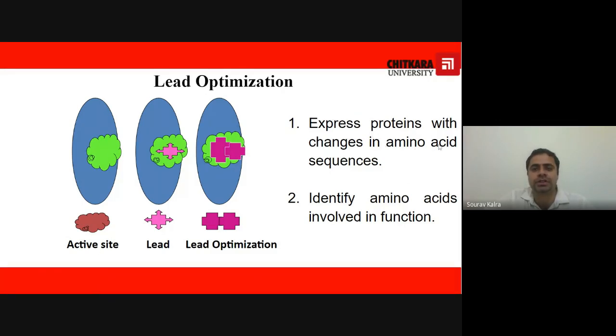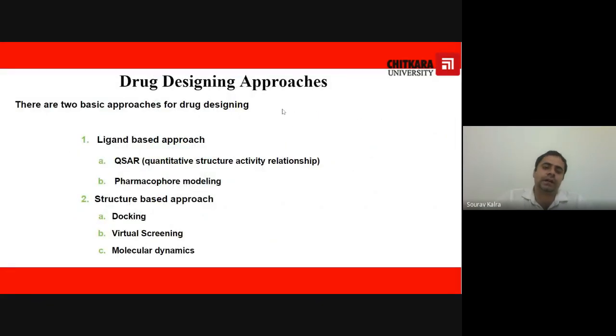What are the amino acids involved in this inhibition of this protein? And second, we can find the changes in the expression of the protein with this lead score, whether the score is increasing or decreasing. So this is the expression of the protein, we can say. These are the two things we can find out by this lead optimization. Next are our drug designing approaches.